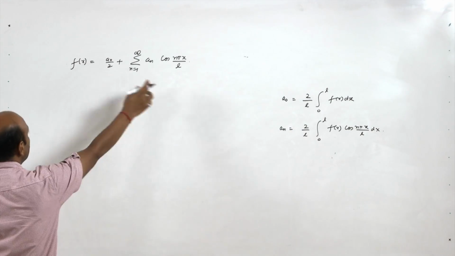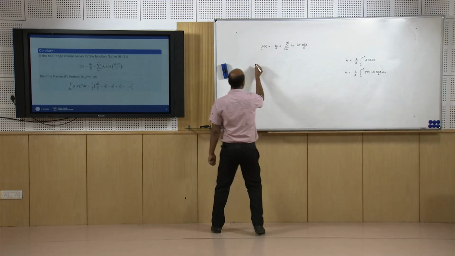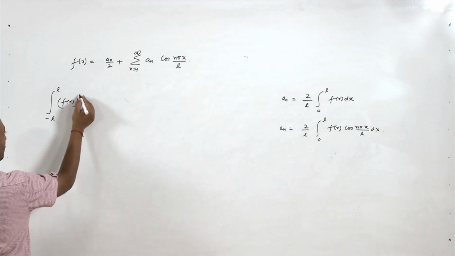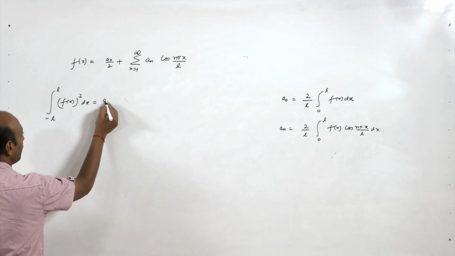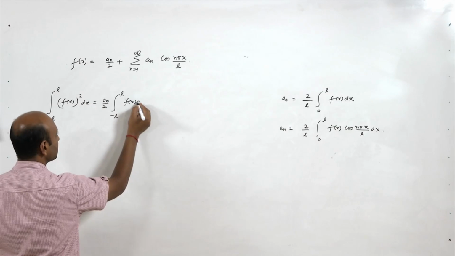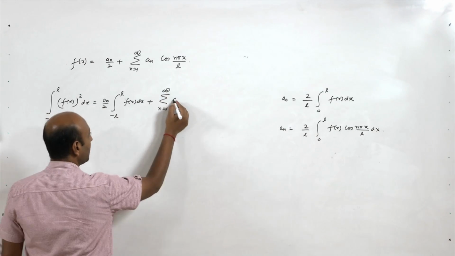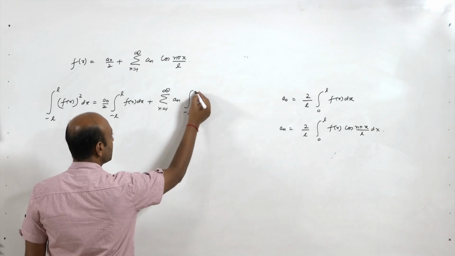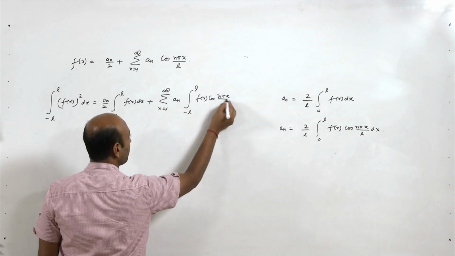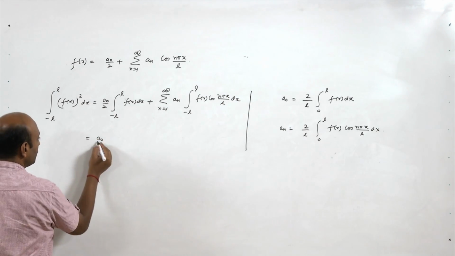Again, we multiply both sides by f(x) and integrate from minus L to plus L. So, what will we obtain? The integral from minus L to L of f(x) whole square dx is nothing but a naught upon 2 times the integral from minus L to L of f(x) dx, plus the summation n from 1 to infinity of a n times the integral from minus L to plus L of f(x) cos(n pi x upon L) dx. Now, this is a naught upon 2.